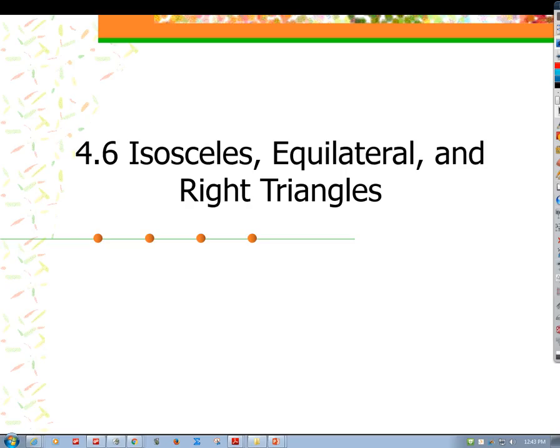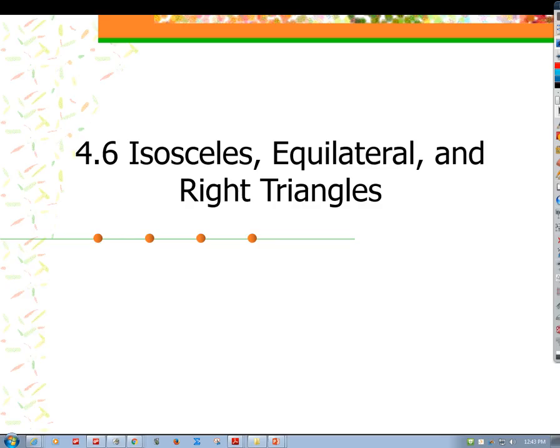Okay, special triangles. We're going to look at just a couple of relationships that have to do with some special kinds of triangles: isosceles, equilateral, and right triangles. And specifically what we're looking at are some things like this. We want to be able to take situations with these kinds of triangles and the properties we're going to talk about that go with those triangles.